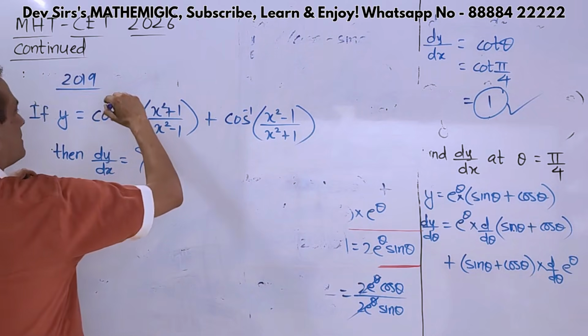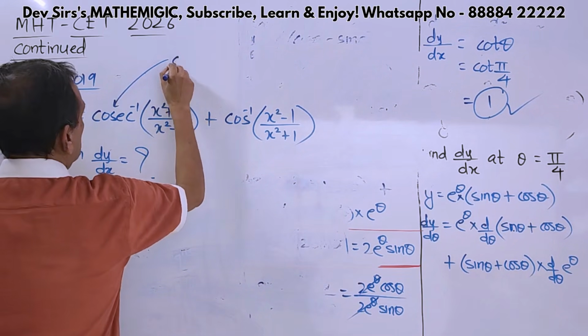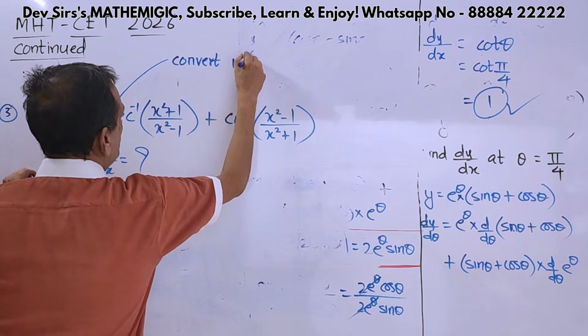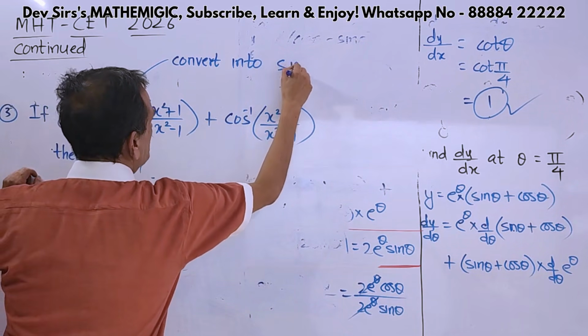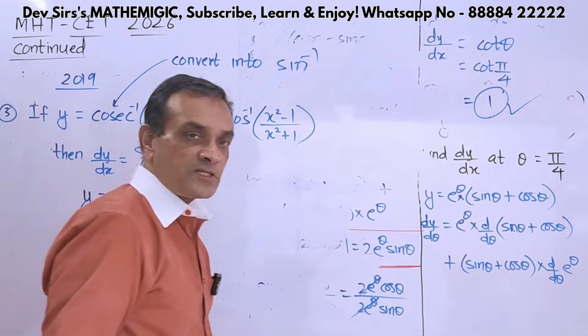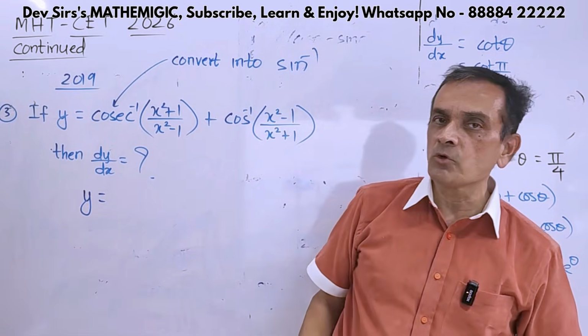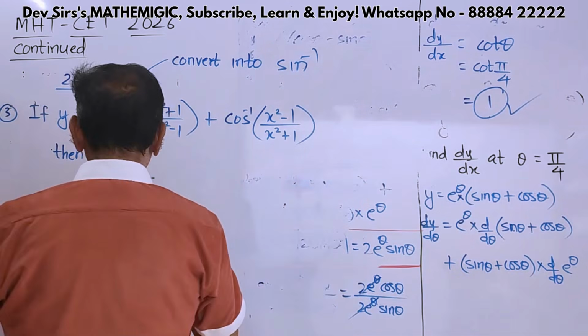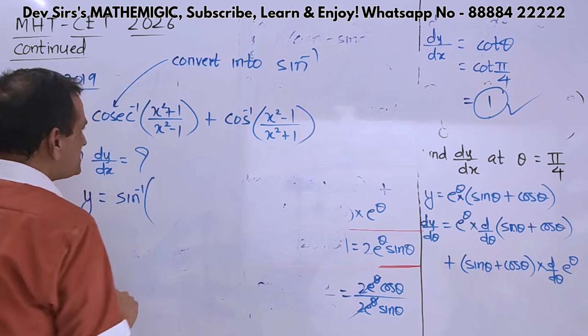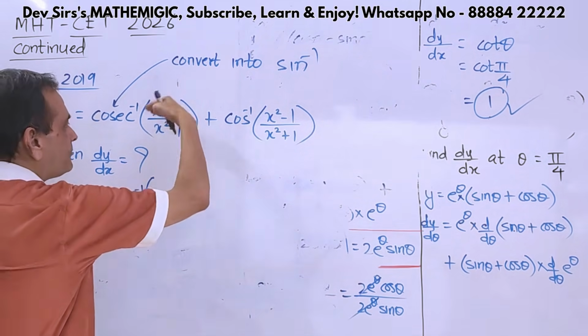The hint is convert into sin inverse. Okay, convert into sin inverse. So if I convert, cosec is the reciprocal of sin, sin is the reciprocal of cosec. So if I convert into sin inverse, all that you have to do is you have to take the reciprocal of this.